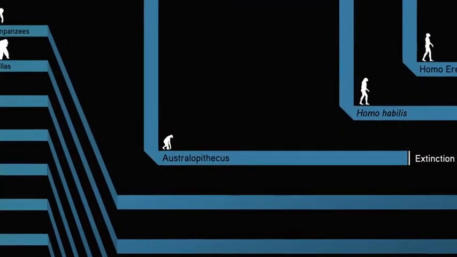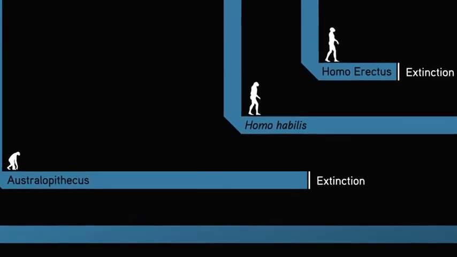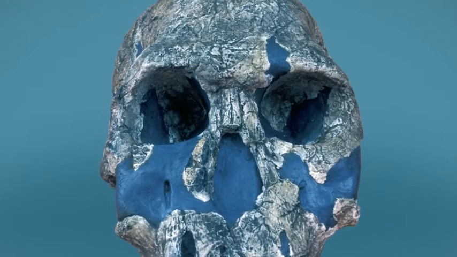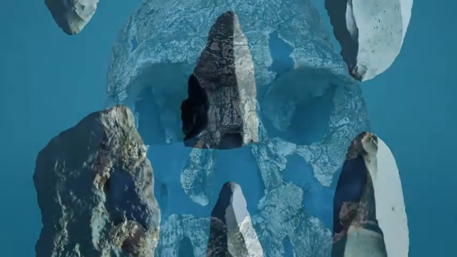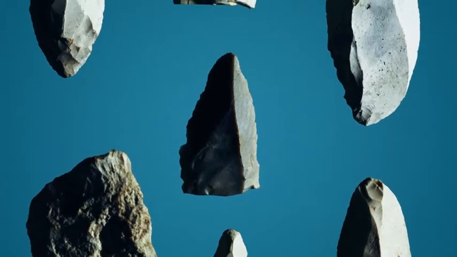More similar to us is a species known as Homo habilis, which flourished between about 2.5 and 1.5 million years ago. They had larger brains than the Australopithecines, and they also made stone tools. The first remains of a Homo habilis were found by the son of the paleontologist Louis Leakey in Olduvai Gorge in the Rift Valley in Africa.